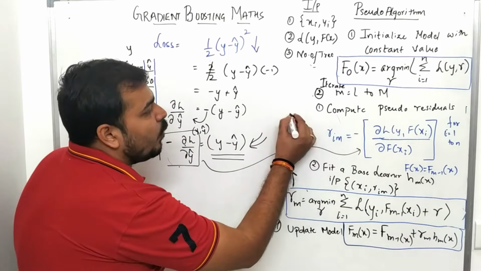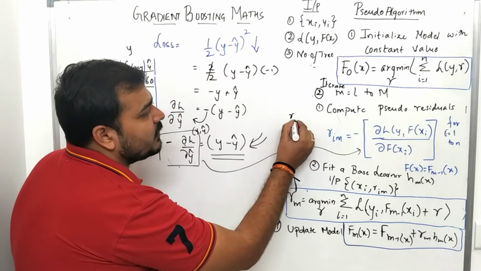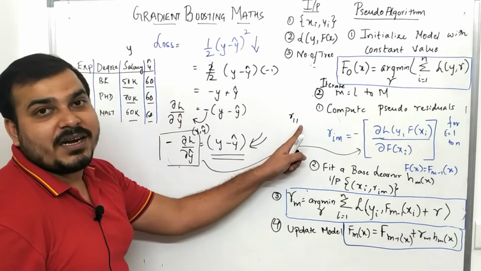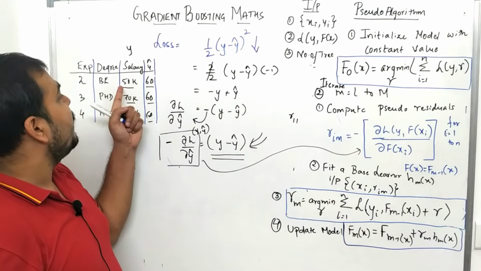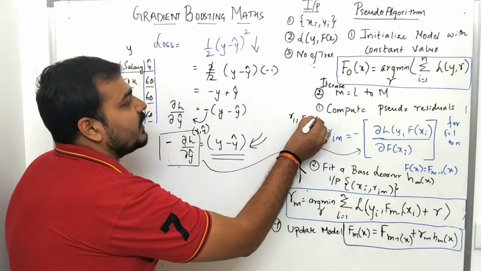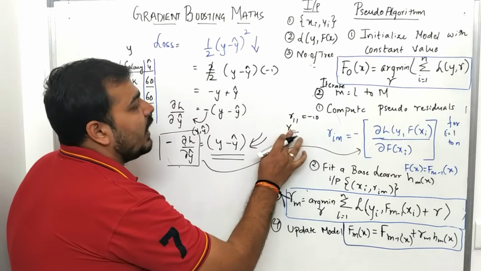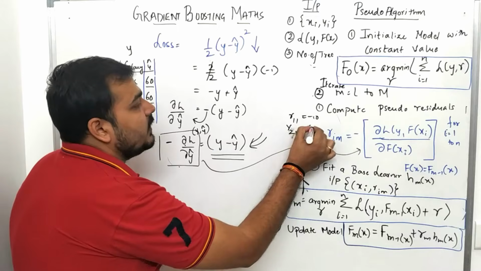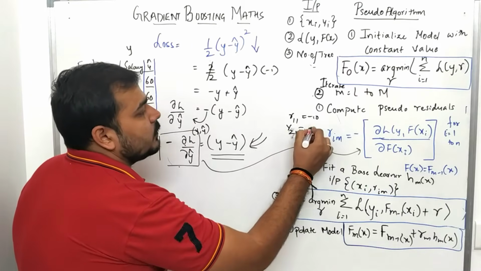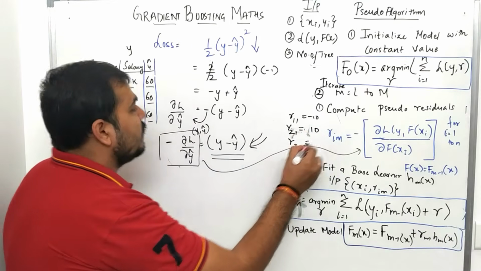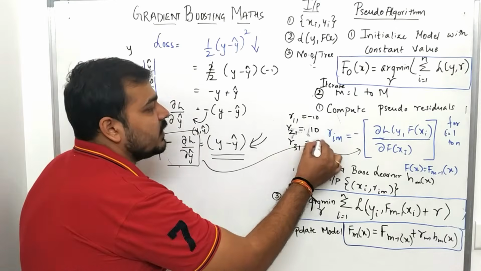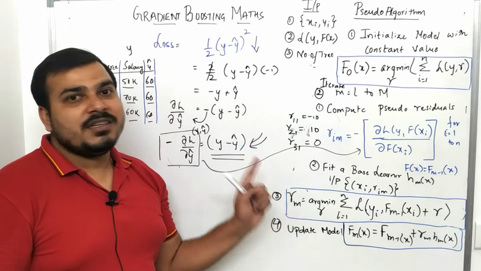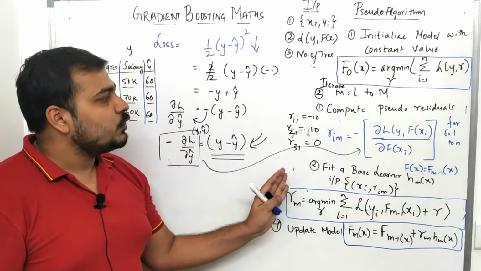So this r i m basically means, for model 1, for the first record, it is R11. In this case, R11 will be 50 minus 60, which is nothing but minus 10. R21 I'll write as 70 minus 60, which will be 10. R31 will be 60 minus 60, which is nothing but 0. So this is my residual. Always remember that. I hope you have understood this.